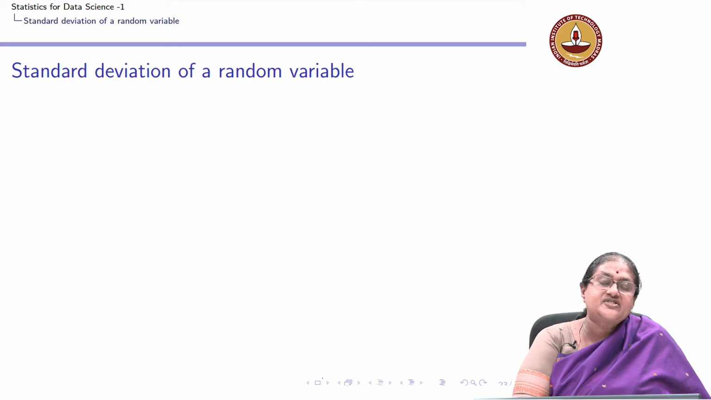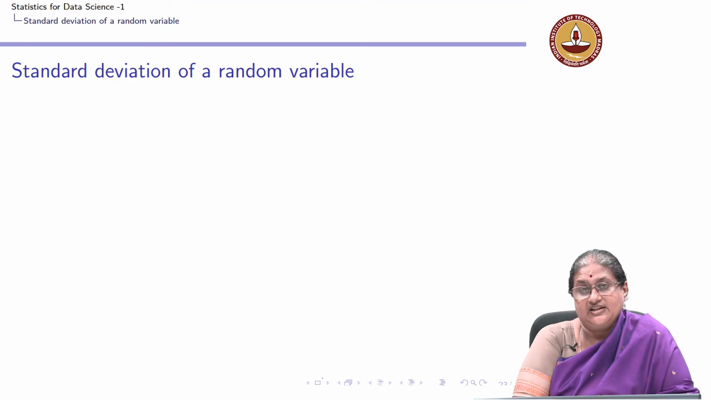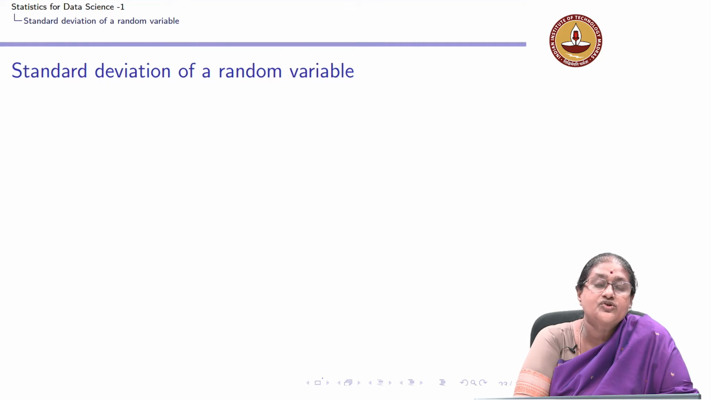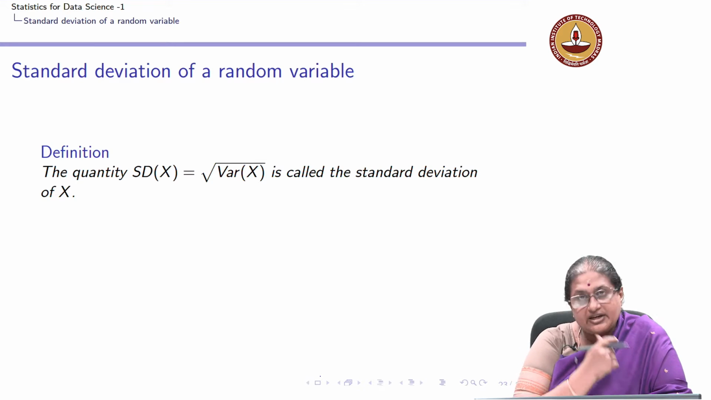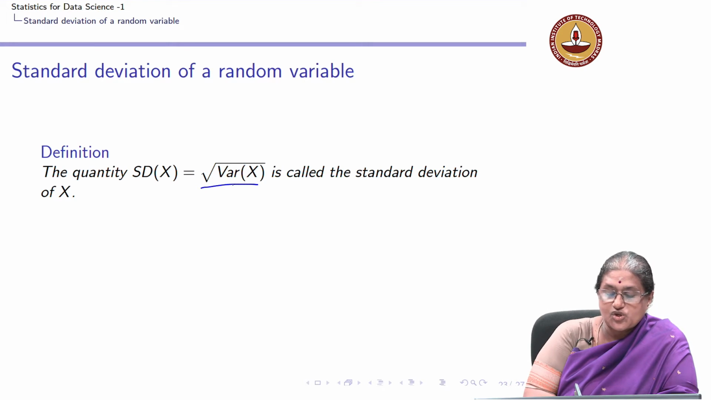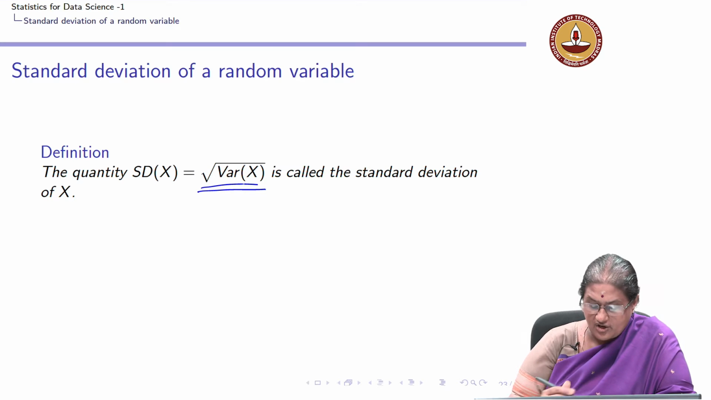We introduced, in descriptive statistics, the variance, and we said that when we have to report the measure in the original units, another measure is very useful, and we introduced the notion of a standard deviation in that case. Similarly, we are going to introduce the measure of a standard deviation of a random variable. I can define the standard deviation of a random variable as the square root of the variance of a random variable, and this quantity is called the standard deviation of x.